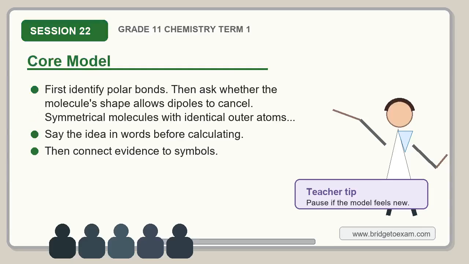The core model is this. First, identify polar bonds. Then ask whether the molecule's shape allows dipoles to cancel. Symmetrical molecules with identical outer atoms often cancel. Asymmetrical molecules often remain polar. Do not rush to an answer. Build the model first, then let the model guide the calculation or explanation.